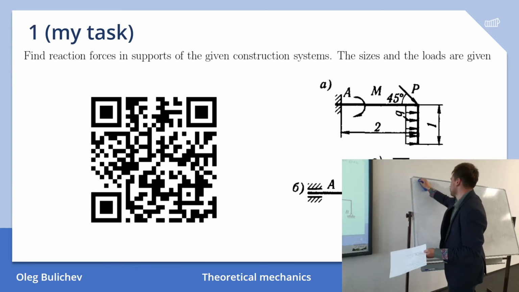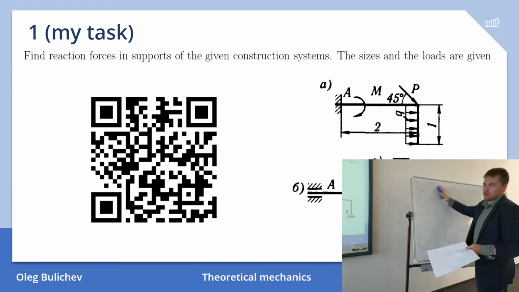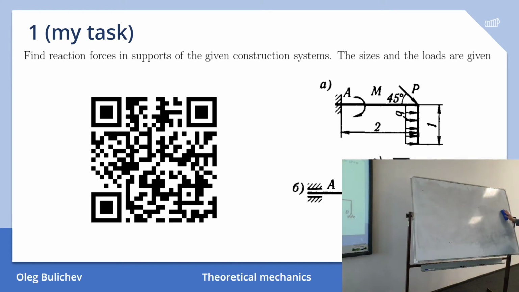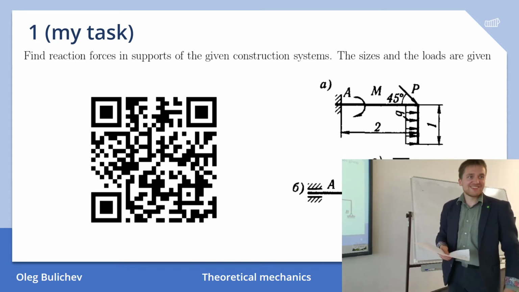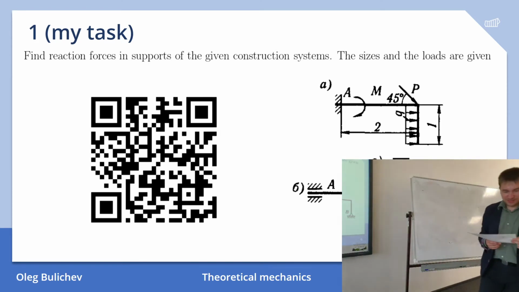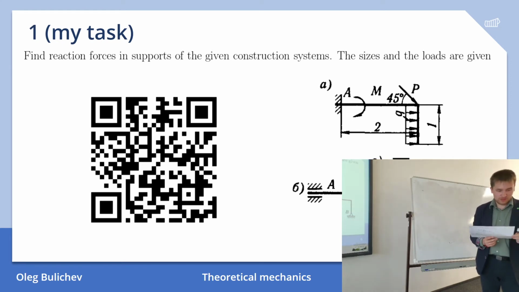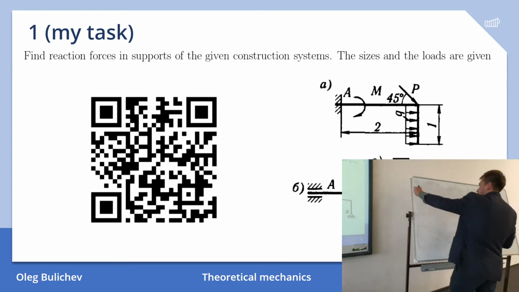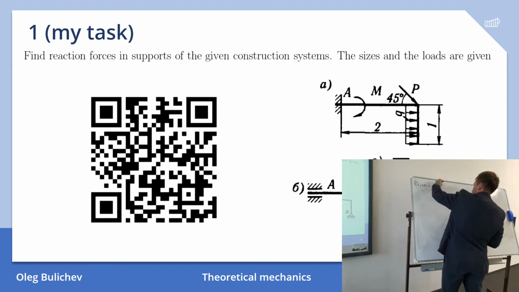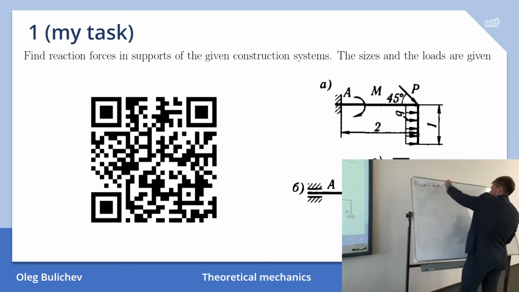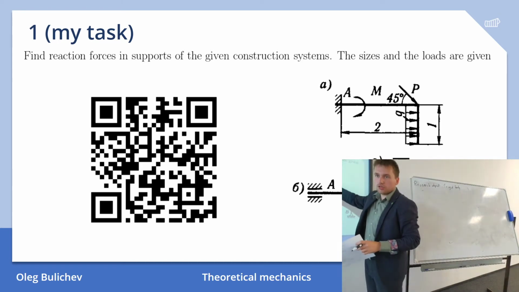So now I'm trying to show on the whiteboard how you need to solve this task. And I will downgrade your grades if you don't do it. First of all, you need to write the research object. One rigid body. We have one body, this one. It's our object of interest.